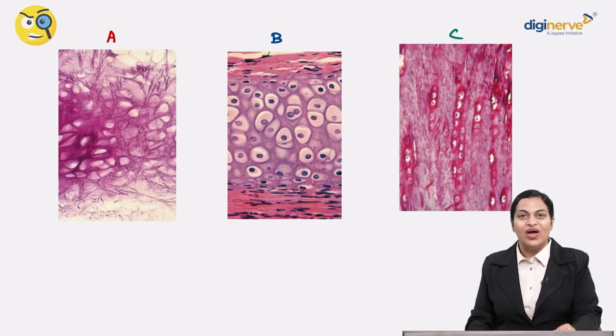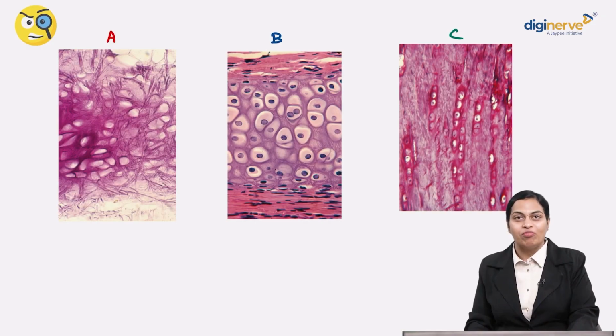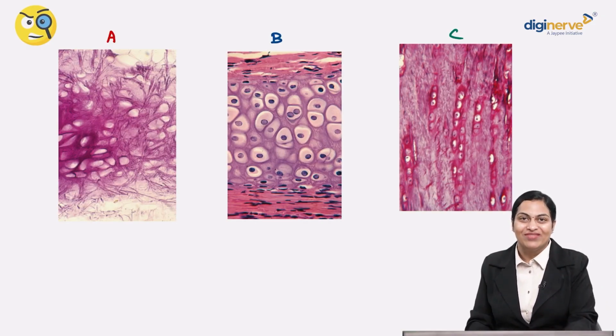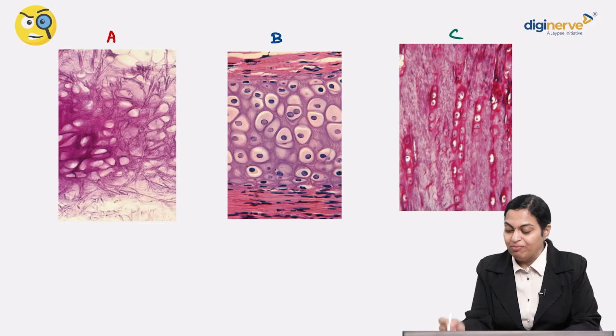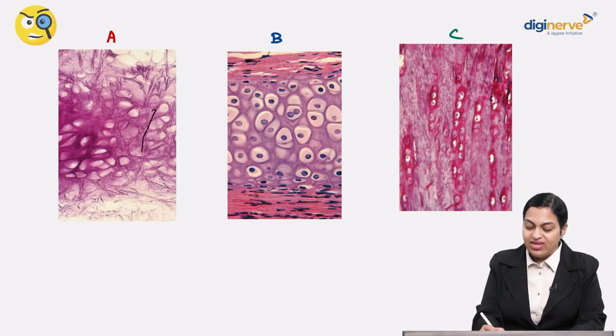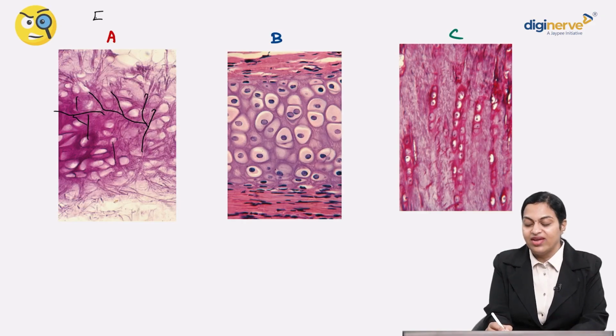Now, time for you to identify. So, this is a high yield topic. Definitely you'll get questions from it, but it's not the same image repeating every time, isn't it? Come on, help me to identify. A is abundant eosinophilic elastic fibers in the matrix. Yes, correct. It is the elastic cartilage.